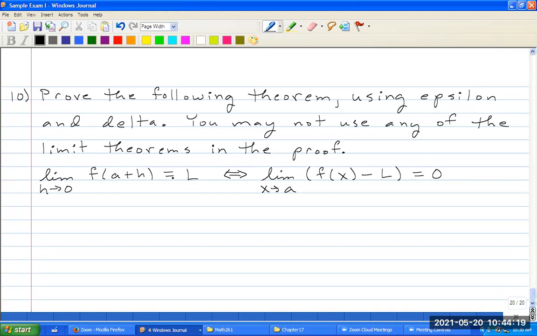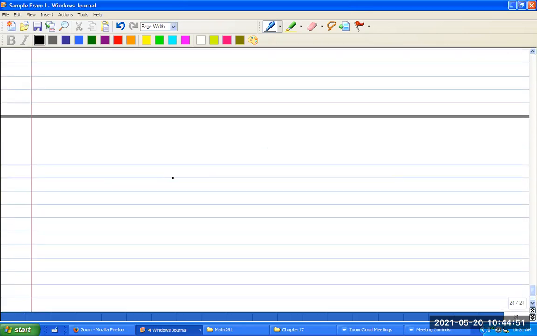Prove the following theorem using epsilon and delta. You may not use any limit theorems in the proof. The limit as h approaches 0 of f of a plus h equals L if and only if the limit as x approaches a of f of x minus L is equal to 0. Okay, so let's try to prove this.